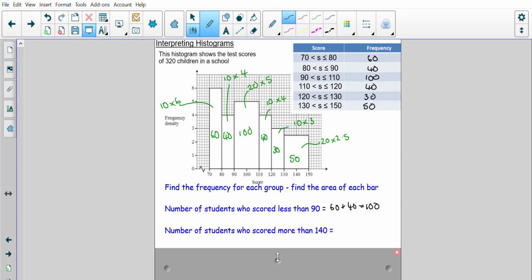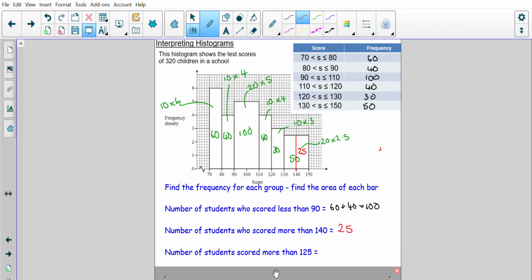Number of students that score more than 140. So that's part way through the last bar. So I could just divide up my bar. So I want number of students that scored more than 140. So that's half of my bar, which is going to be 25 students, half of 50.